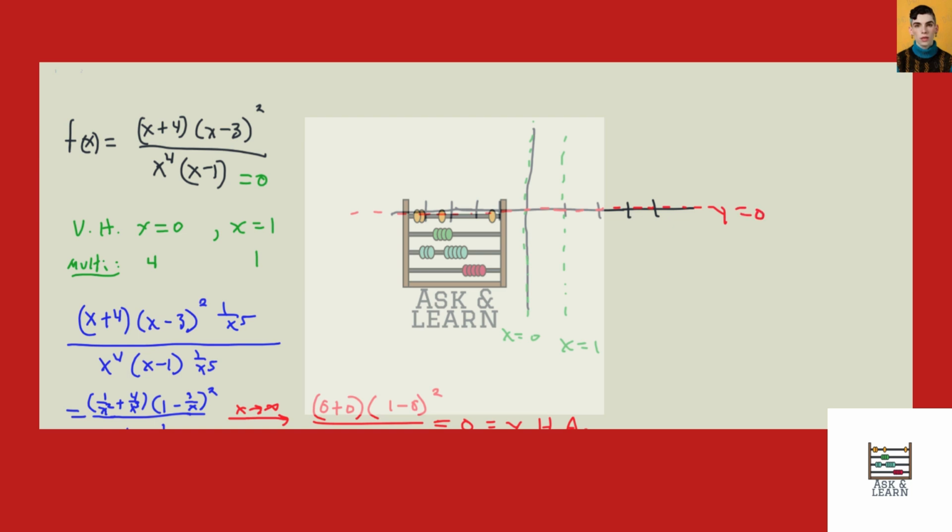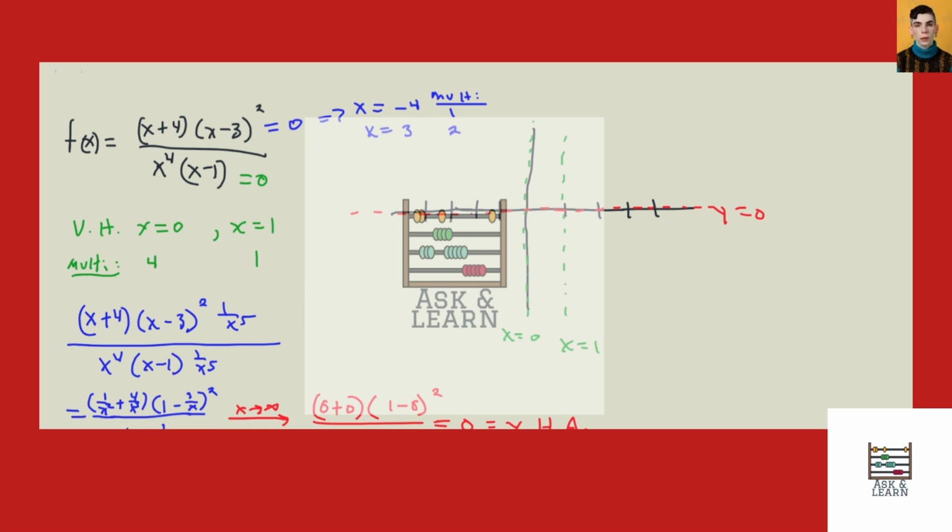All right, and then lastly, for our intercepts, we go ahead and set the numerator equal to 0, at least for our x-intercepts. And doing that will tell us that x should be negative 4 or x is equal to 3. And again, we should just go ahead and say what the multiplicities of these are. Well, for negative 4, it's 1, and for 3, it's 2.